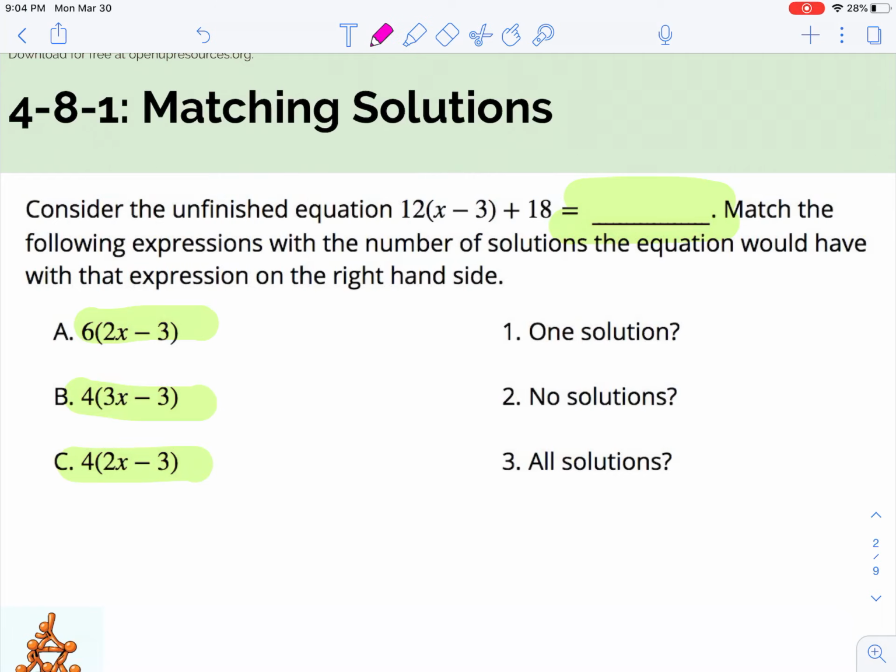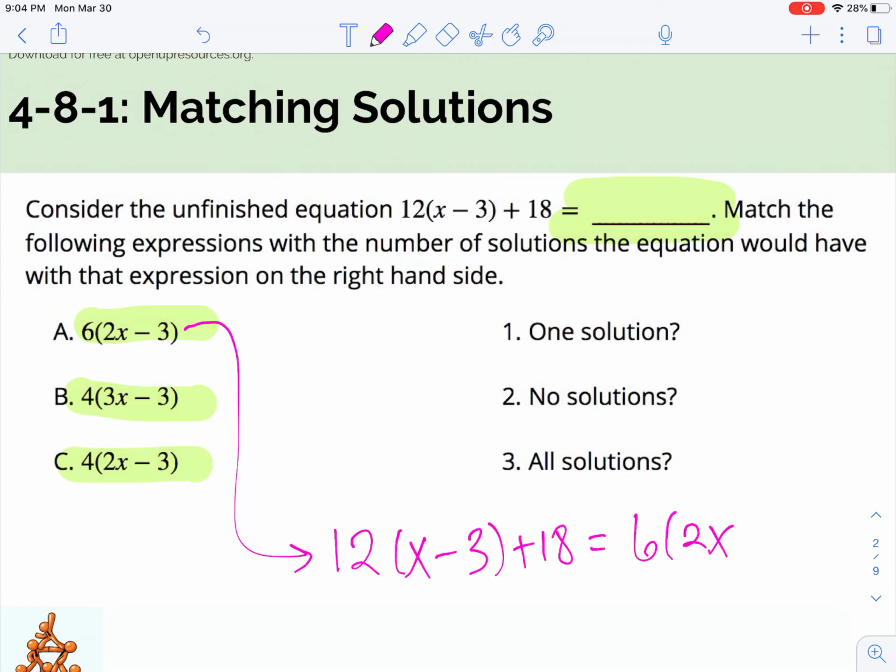So if we look at, let's say, this first one, 6 times 2x minus 3. What I would need to do is go and I'll just write down here. Okay, so I would say 12 times x minus 3 plus 18 equals 6 times 2x minus 3. I hope that's kind of making sense why I'm doing that.